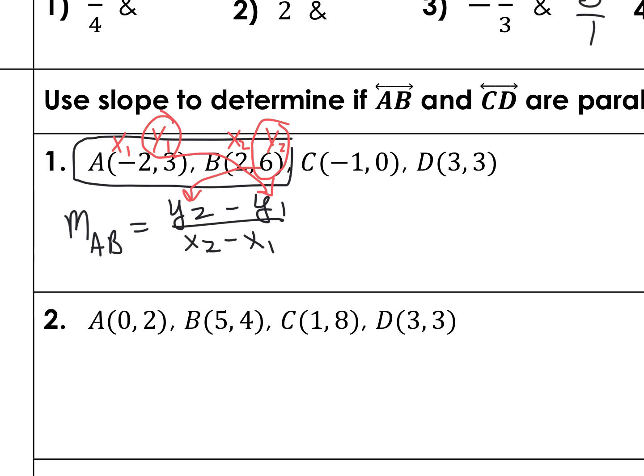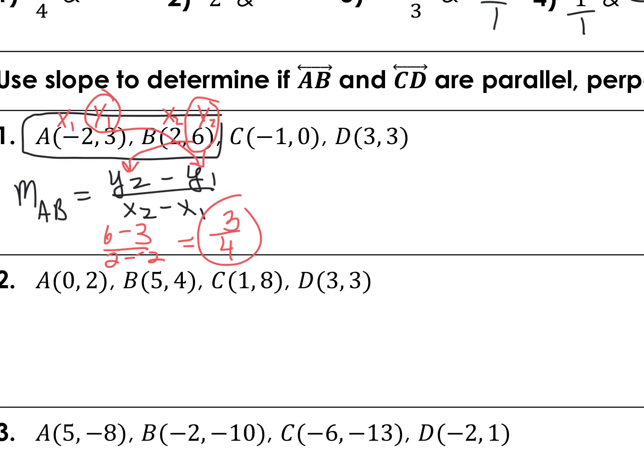So I'm going to do 6 minus 3 over 2 minus a minus 2. 2 minus a minus 2 is 4, and this is 3. So the slope is 3 over 4. With me on that? All right, let's calculate the slope for CD.